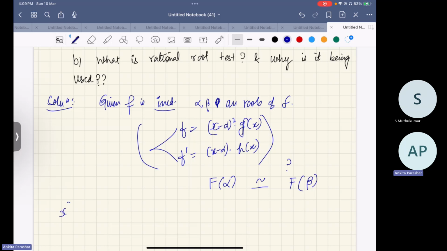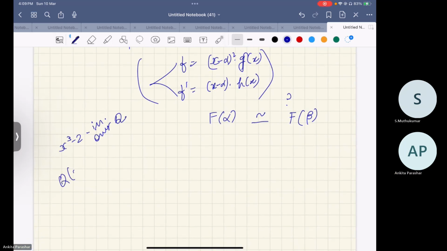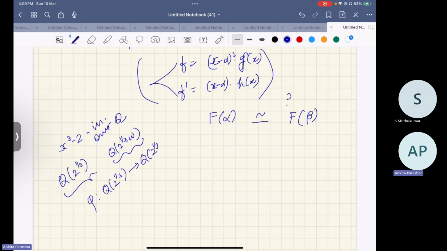So just like x cubed minus 2, this is irreducible over Q. Let's look at an example. If I attach one root and attach another distinct root, are these two fields isomorphic? Can you say something? Can you define an isomorphism phi from Q(2^(1/3)) to Q(2^(1/3) omega)? That means you have to define phi as one-one, onto, and a homomorphism. Can you do that?